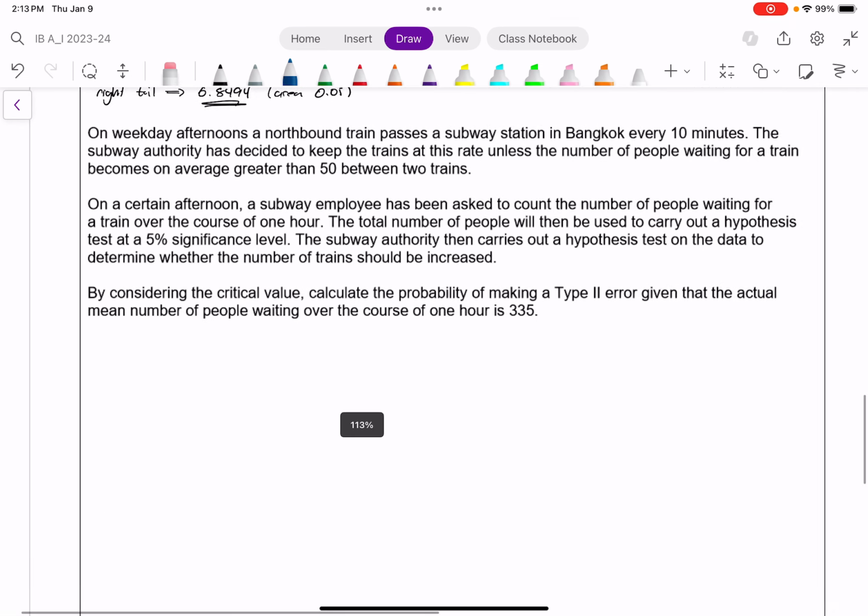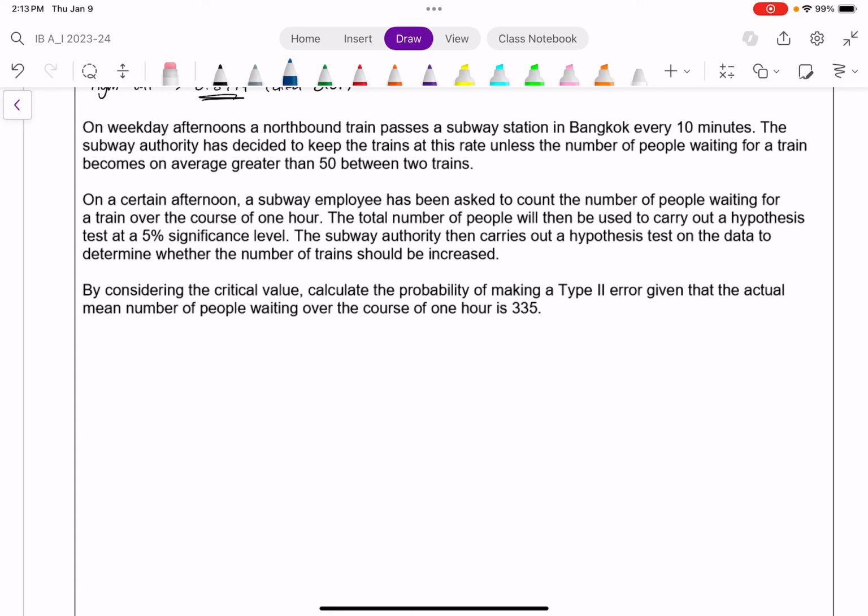All right, lastly, we have a Poisson distribution question, looking at statistics about how busy a subway is. On weekday afternoons, a train passes a station in Bangkok every 10 minutes. The subway authority has decided to keep trains at this rate unless the number of people waiting for a train becomes an average greater than 50 between two trains. All right, so I'll keep reading a bit more.